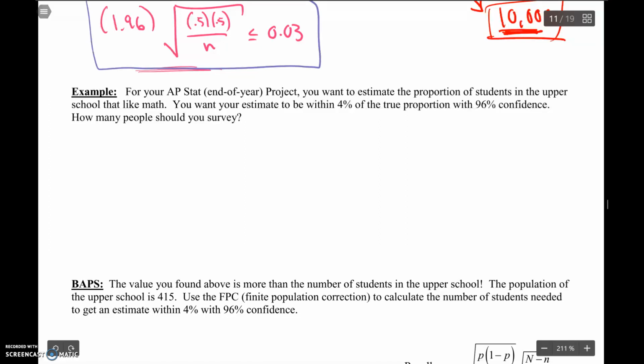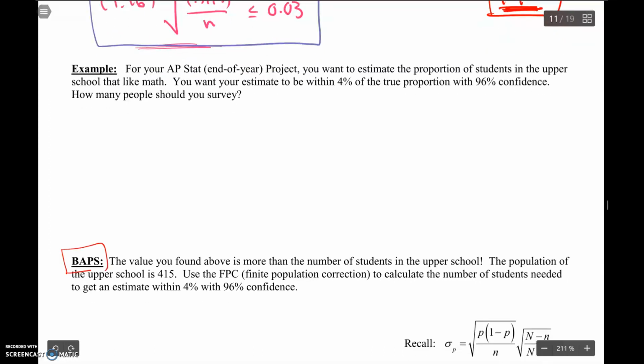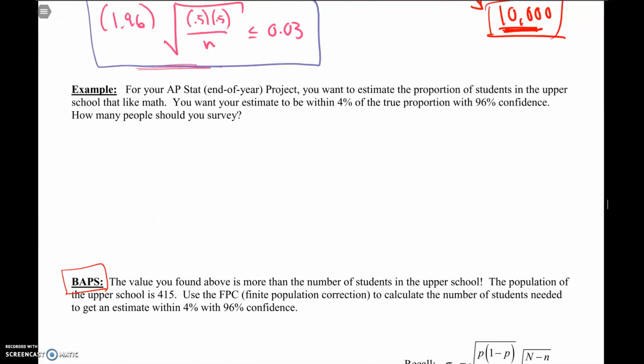Okay, the last two examples. This one is kind of beyond a BAPS problem. I do kind of want to show you how to do it though. I got 9 minutes. Let's just finish this one here real quick. For your end of year stats project, you want to estimate the proportion of students in the upper school that like math. You want your estimate to be within 4% of the true proportion with 96% confidence. All right, so this is just kind of the same thing. Margin of error less than or equal to 4% this time.